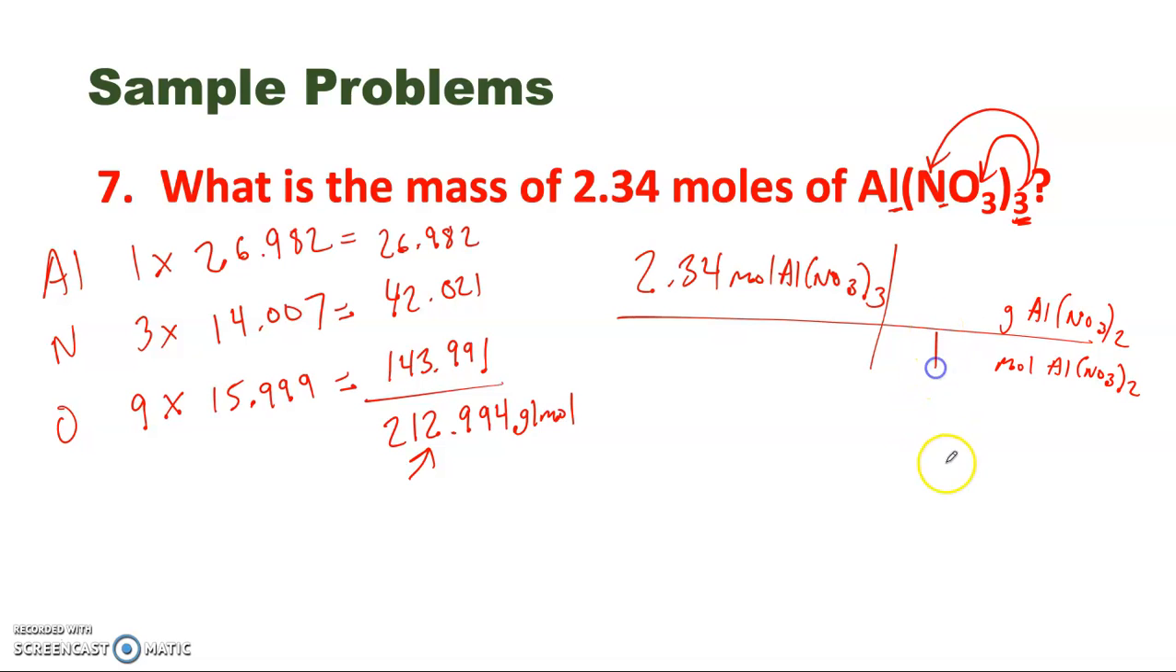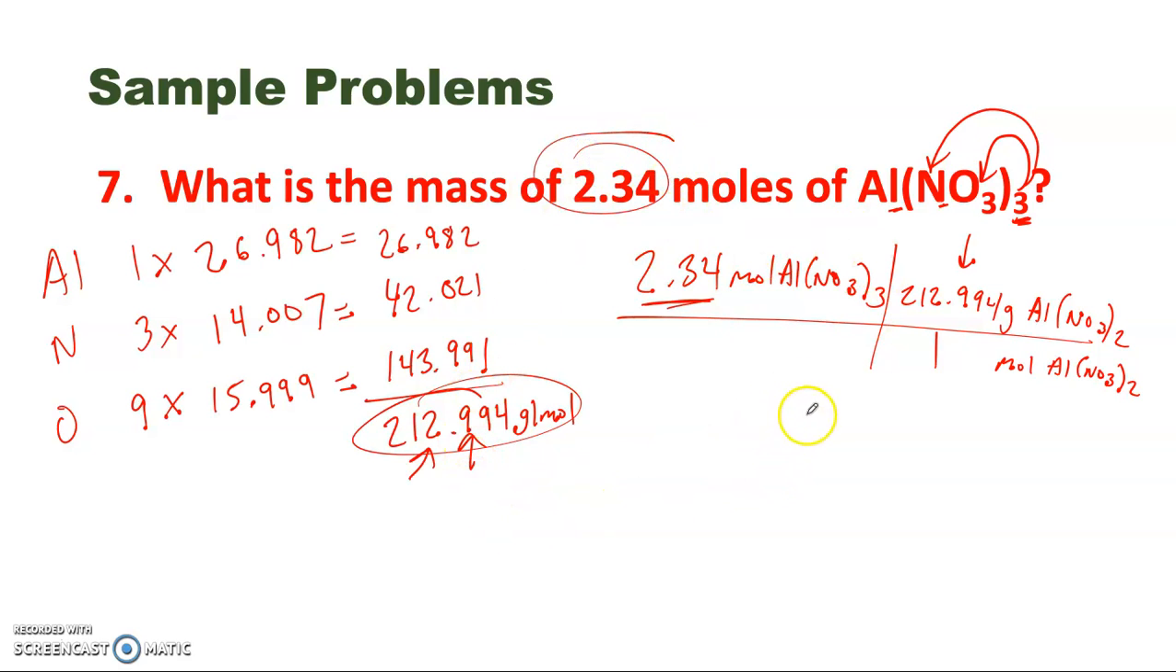The mole always gets the 1. How many grams are in 1 mole? Well, I just solved that over here. It's 212.994. And again, sig figs, all I care about is that the sig figs of your first number match your final answer. So don't worry about sig figs in your conversion steps. Don't worry about sig figs for molar mass. Just match this first number to your final answer for sig figs.